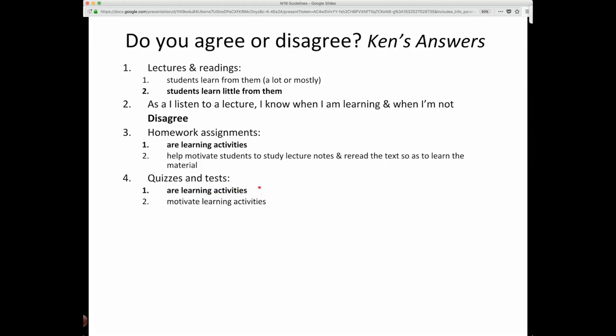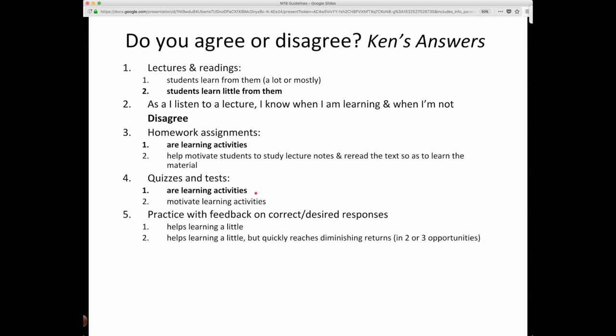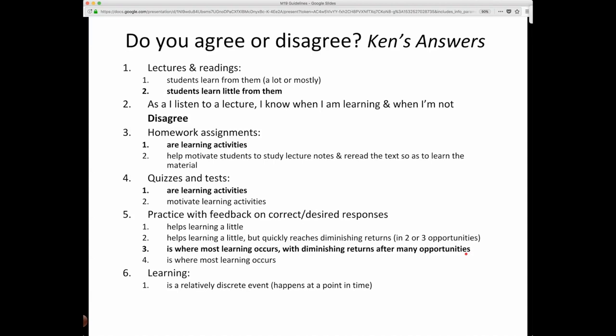They should be repeated, and we see over and over in learning curve data that without repetition, even the best students don't learn, especially on the hardest stuff. Practice with feedback is where most learning occurs. It does have diminishing returns after many opportunities. So becoming super accurate and super fast does take a substantial amount of time because of those diminishing returns. Learning is not a discrete event. It sometimes seems that way, but that's because we're not looking closely enough. It really happens rather slowly and continuously, as we've seen in our learning curves.